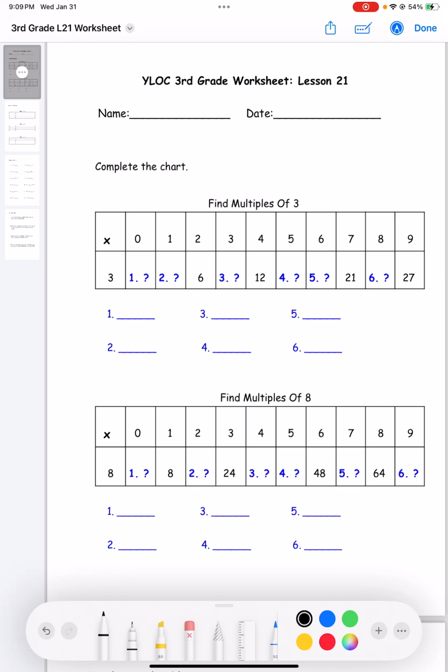Hello, this is lesson 21 for third grade. Today we'll start by completing the chart. So, number one, or the first one, we're finding multiples of 3.